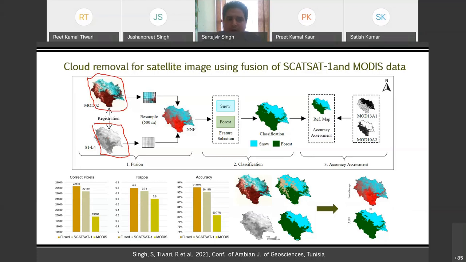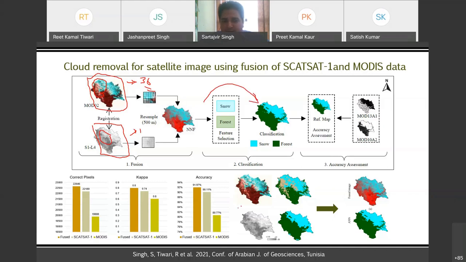One more important point here: the MODIS data has 36 spectral bands, and the scatterometer has only one band, that is the Ku band, operating at 13.5 gigahertz. Numerous bands are an advantage, but the disadvantage of this data is the clouds. The scatterometer has the advantage of no cloud effect, but the problem is that there are only one or two bands. So what we can do is fusion, and then we can perform the classification.